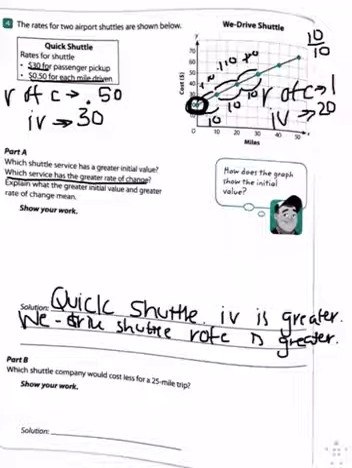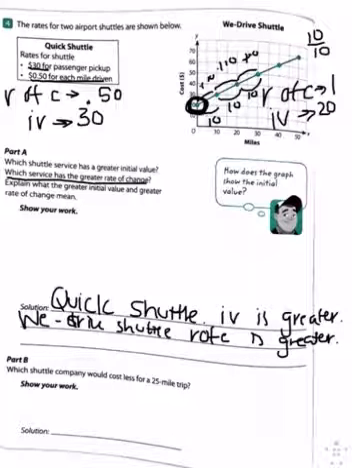Then it says explain what the greater initial value and greater rate of change mean. So the greater initial value means that they start off at a higher price. It costs more to pick up the passenger from Quick Shuttle than it does We Drive. The higher rate of change means that it costs more per mile for a We Drive shuttle. And for part B, which shuttle company would cost less for a 25-mile trip? So if we set up an equation, we can plug it in.